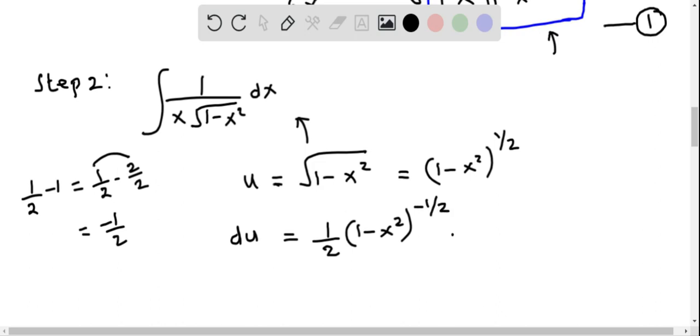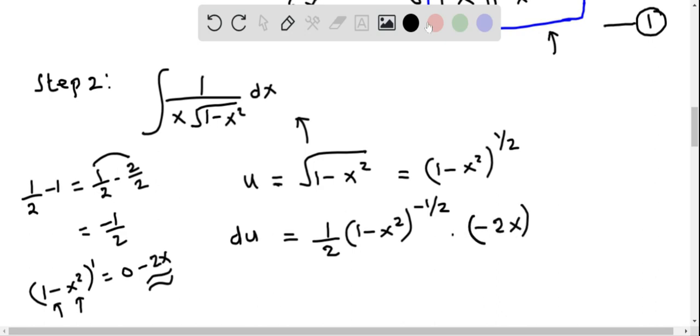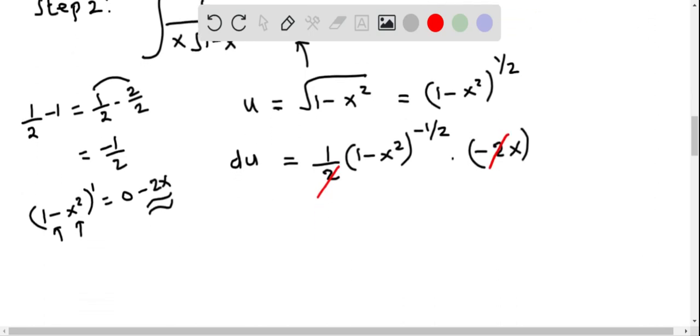And then we have to apply the chain rule to differentiate the 1 minus x squared. The differentiation of 1 minus x squared is, we differentiate 1, which is 0, and then the differentiation of x squared is 2x. So we have to multiply by the term negative 2x. We now see that we can cancel this 2 with this 2, and we then have this negative x. And I forgot to put this dx, so let me put this dx. So therefore du equals negative x.